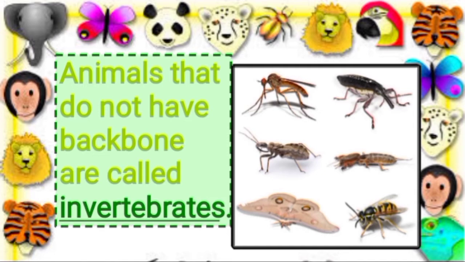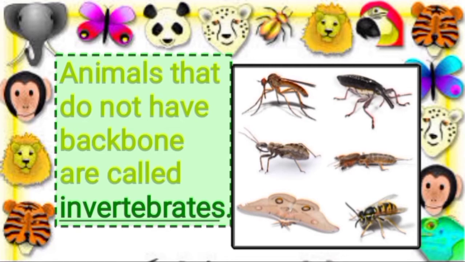So invertebrates live in every part of the world. In fact, most of the animals on earth are invertebrates. Invertebrates come in all different shapes and sizes. So animals that do not have a backbone are called invertebrates. For example, insects such as cockroaches, ants and worms, and mollusks such as slugs and snails.